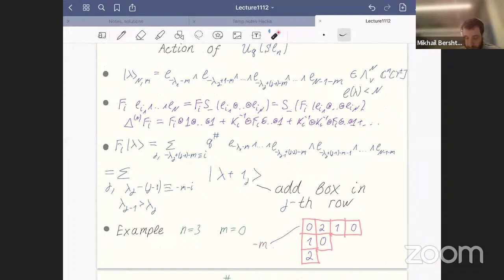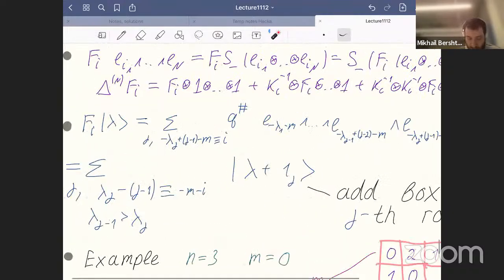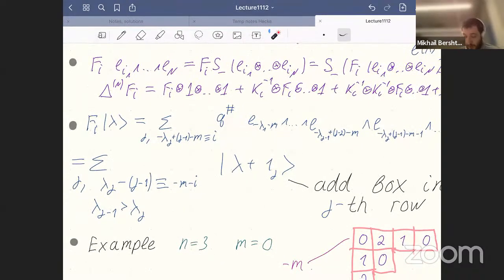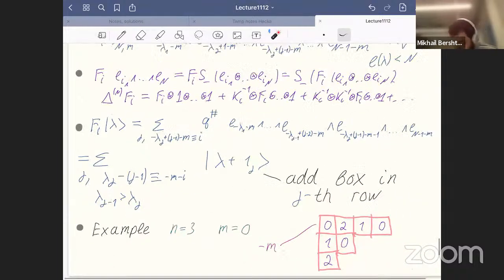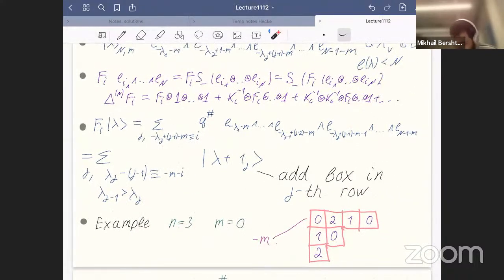So this summation can be rewritten as follows. We take summation over j such that lambda j minus 1 has the same residue as minus m minus i, and lambda j is strictly less than lambda j minus 1. And in this case, we just increase lambda j by 1. This is what is done in this formula. And I wrote it like this. So we add one box in this row of the partition lambda.